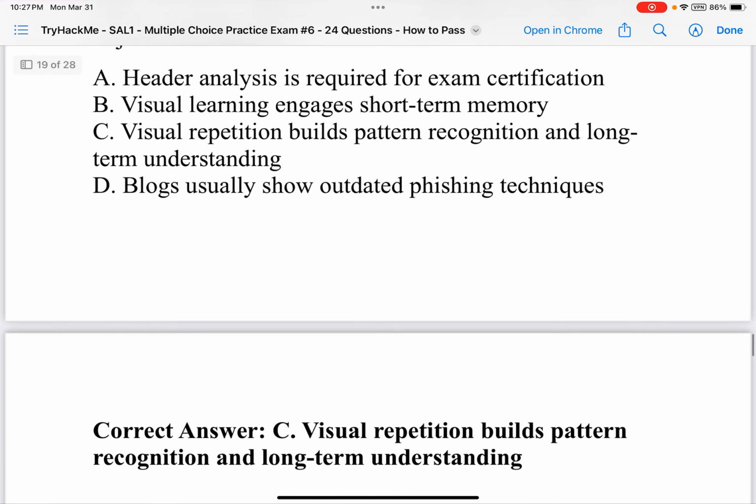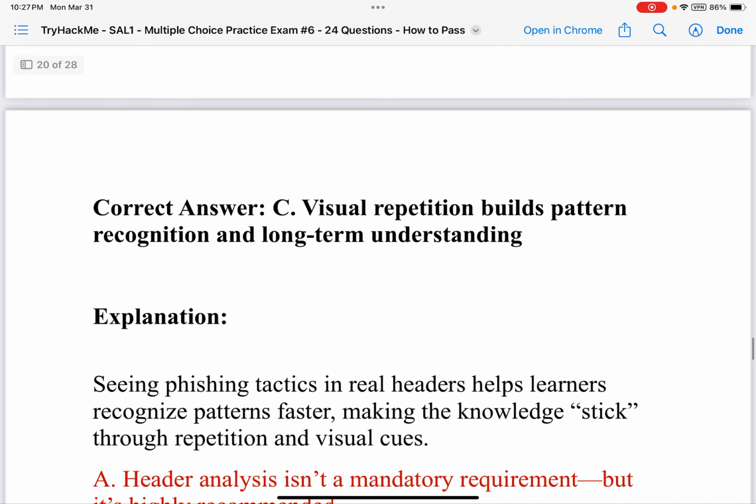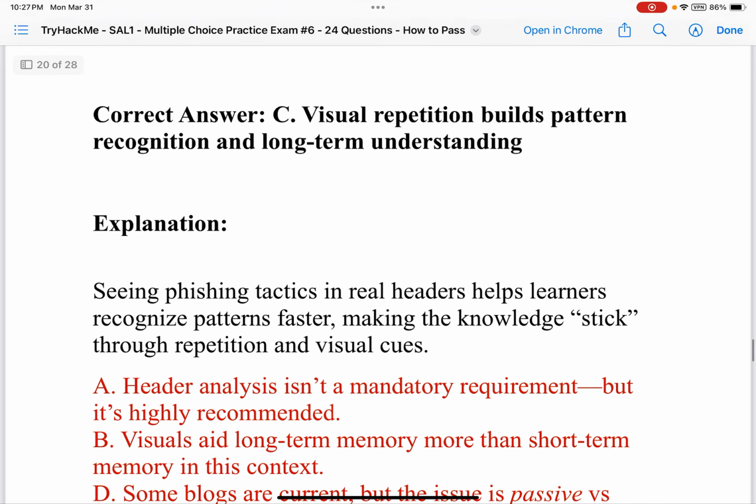Correct answer. C. Visual repetition builds pattern recognition and long-term understanding. Explanation. Seeing phishing tactics in real headers helps learners recognize patterns faster, making the knowledge stick through repetition and visual cues. There's a red text.